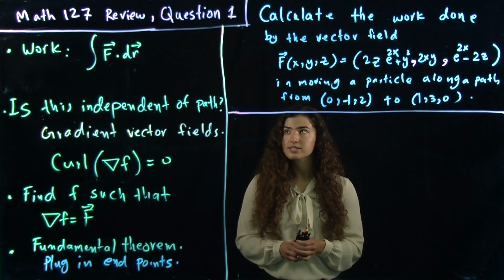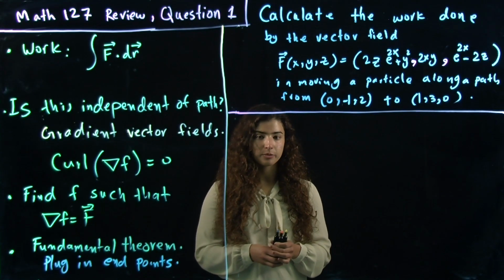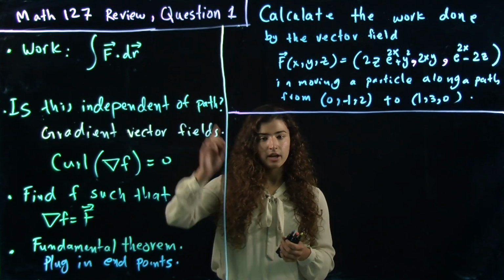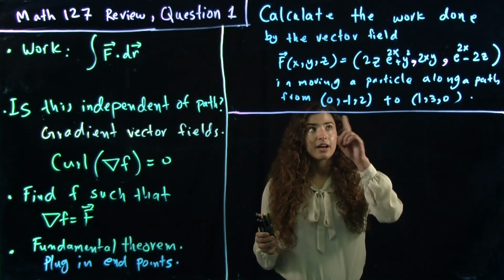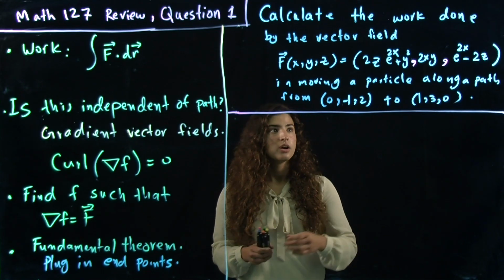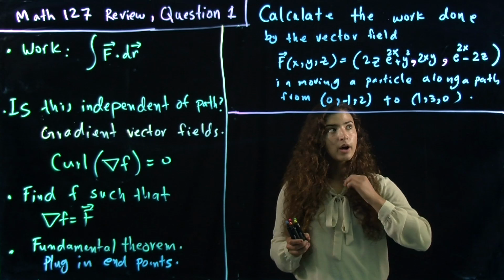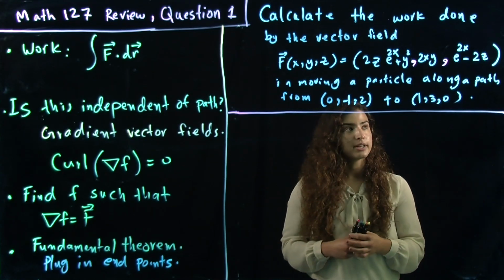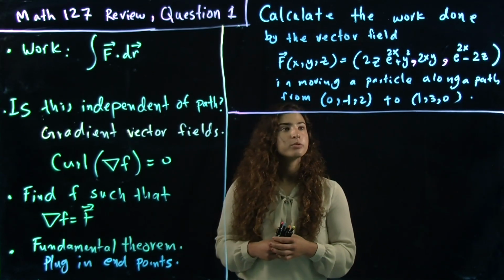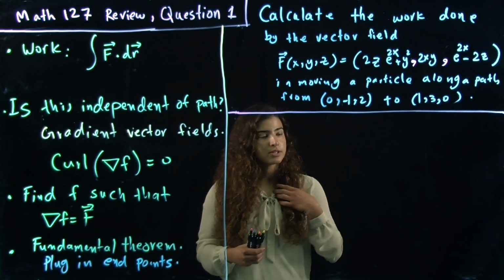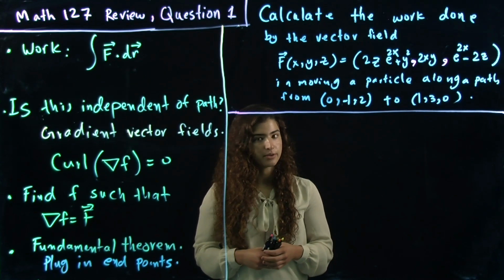Hi, this is the Math 127 review, and we will be doing review question 1 today. So we are going to be calculating the work done by the vector field 2z e^(2x+y²), 2xy, e^(2x−2z), in moving a particle along a path from (0, −1, 2) to (1, 3, 0).